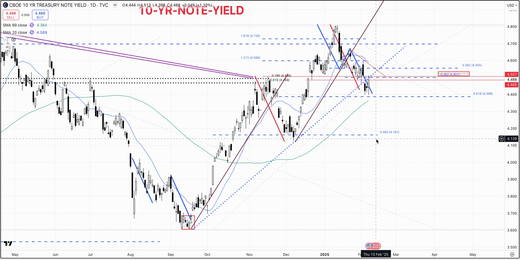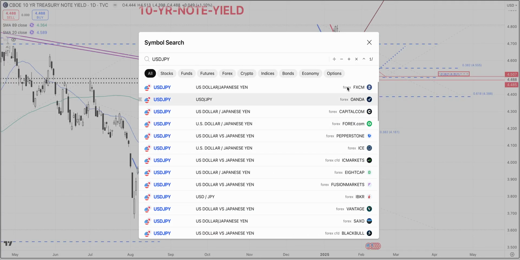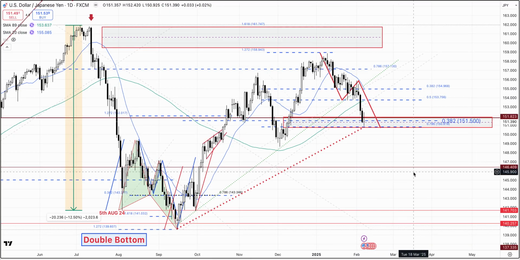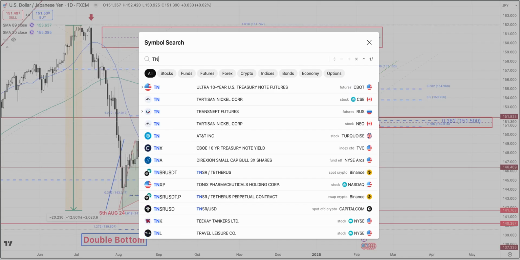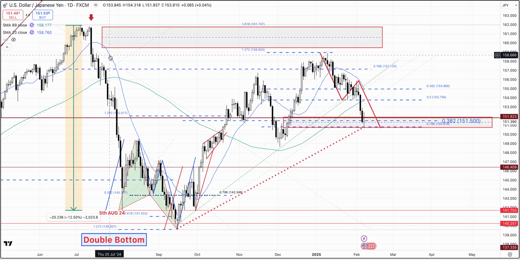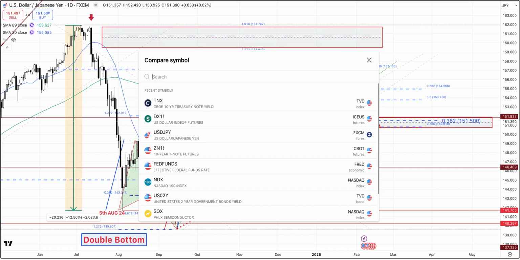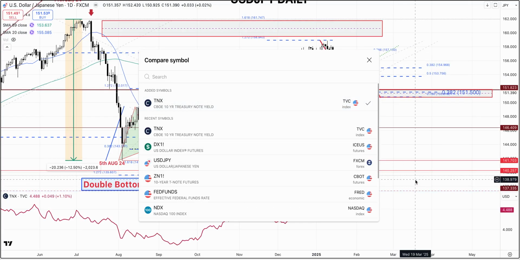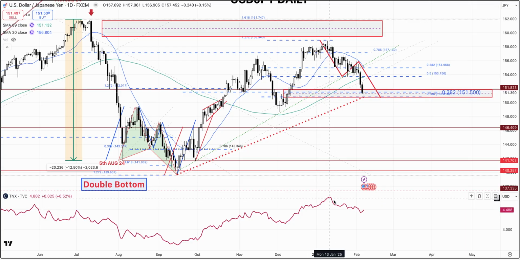I don't know why it is not letting me do this. USD Japanese yen and TNX. Oh yeah, I'm sorry, I need to click on this and then have it in a new pane. There we go. So you can see the kind of correlation that exists between the 10-year treasury note yields and this currency pair USD JPY.